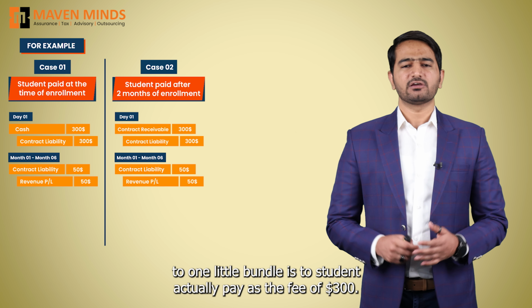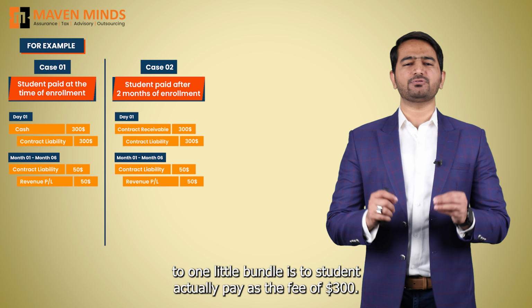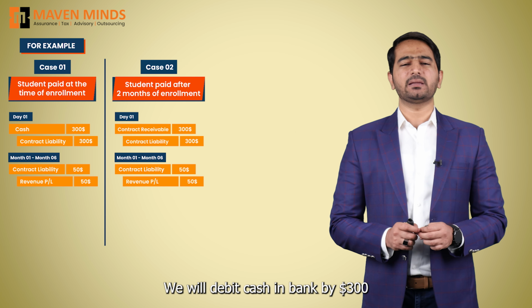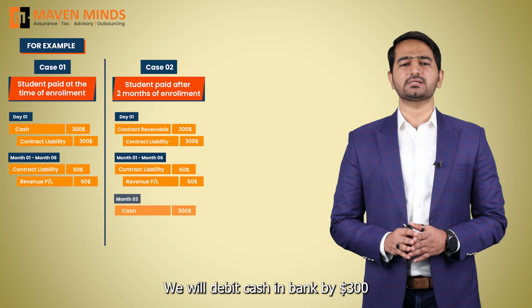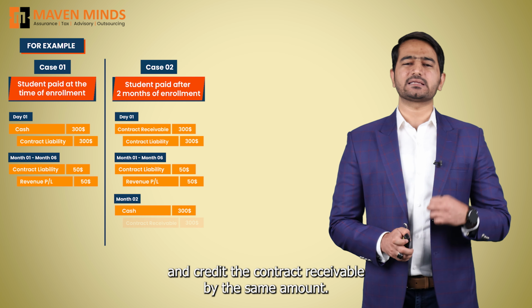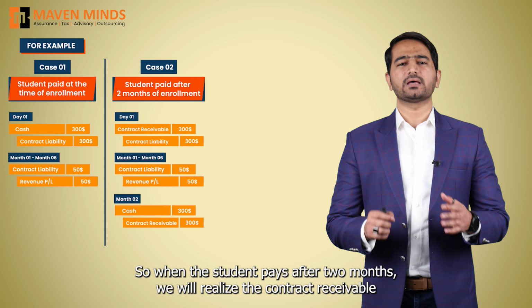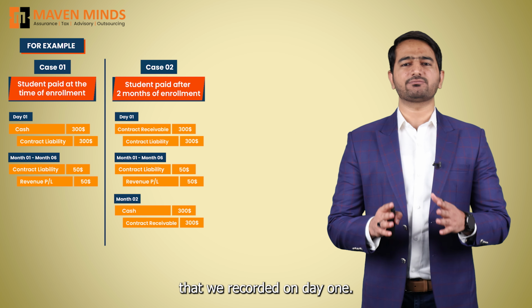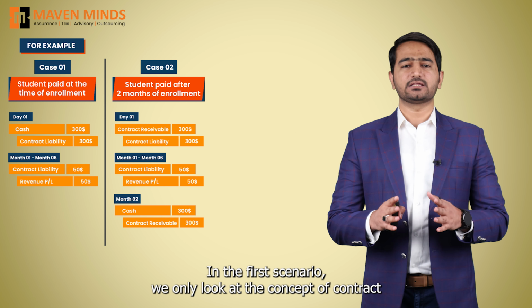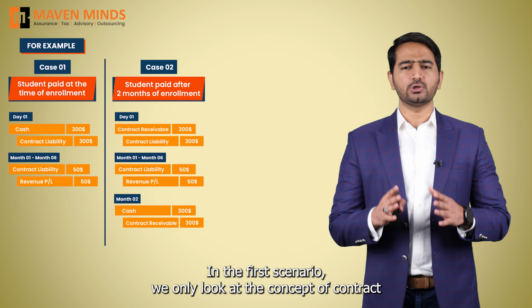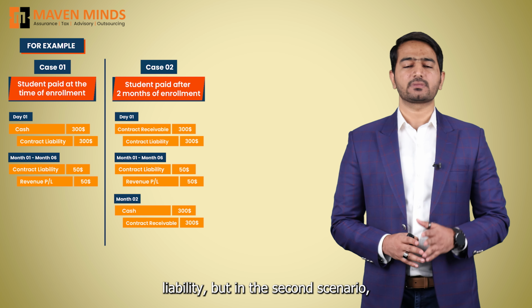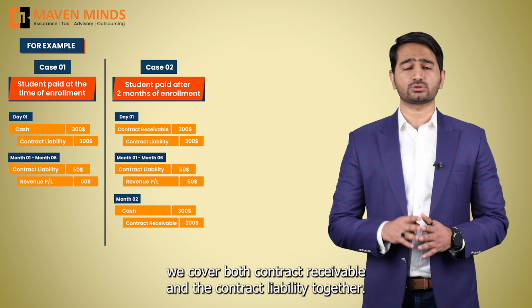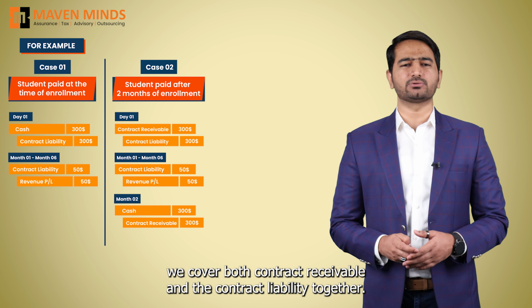2 months later, when the student actually pays the fee of $300, we will debit cash and bank by $300 and credit the contract receivable by the same amount. So when the student pays after 2 months, we will realize the contract receivable that we recorded on day 1. In the first scenario, we only looked at the concept of contract liability. But in the second scenario, we covered both contract receivable and the contract liability together.